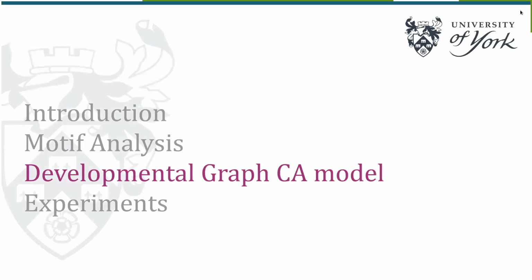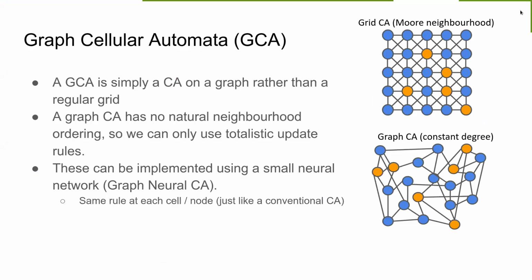So now I'll just reintroduce and update the developmental graph cellular automata model. So a conventional CA takes place on a grid. In a graph cellular automata, each cell is in fact a node in a graph which can be connected in any way. And that does mean that the transition rule, which updates the states, has no natural ordering of the nodes, and you might also have a varying number of neighbors. So you can only use totalistic update rules where you count the number of neighbors in each state.